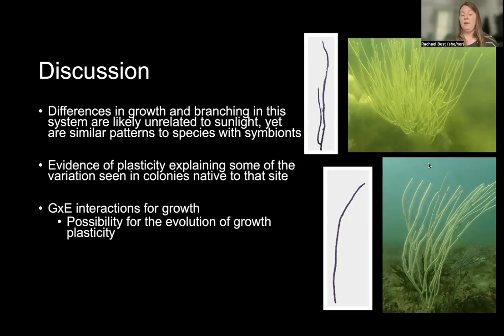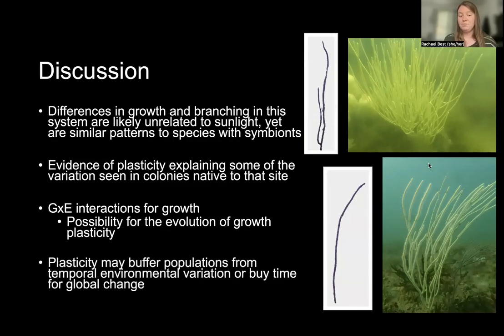I found genotype by environment interactions present for growth, which may lead to the possibility for the evolution of growth plasticity. And it's really exciting that we're seeing plasticity in this species because it does have that ability to buffer populations from temporal environmental variation as well as long-term change. And given that this species is such a critical habitat builder, it's exciting to see that they do have the capacity to respond to environmental change.